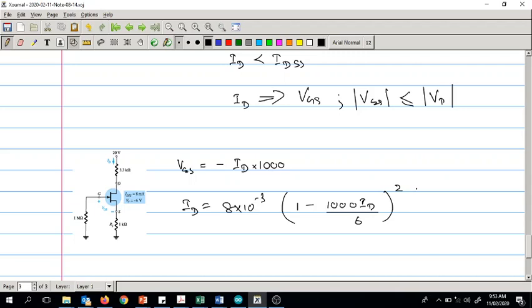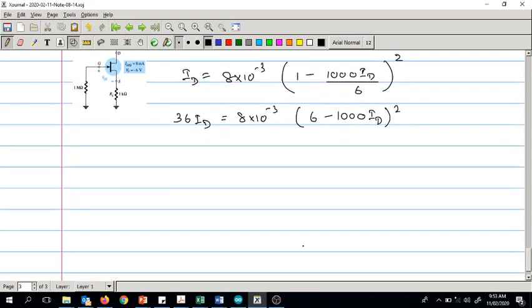squared. Now can someone help me to expand this, please? So 6 squared, 36 comes out. ID equals 8 into 10 to the power minus 3, 6 minus 1000 ID squared, right, which is how much?